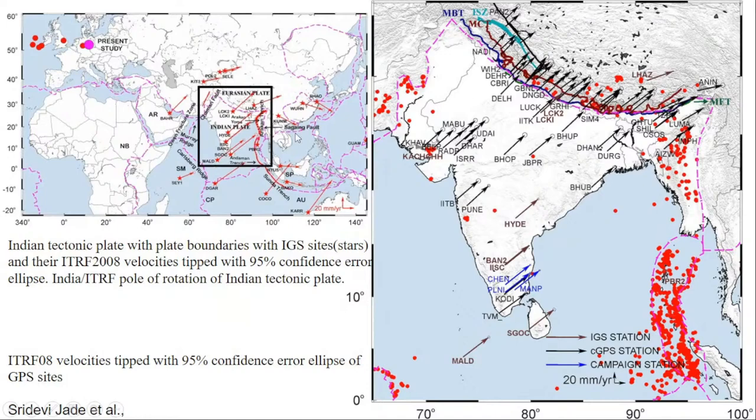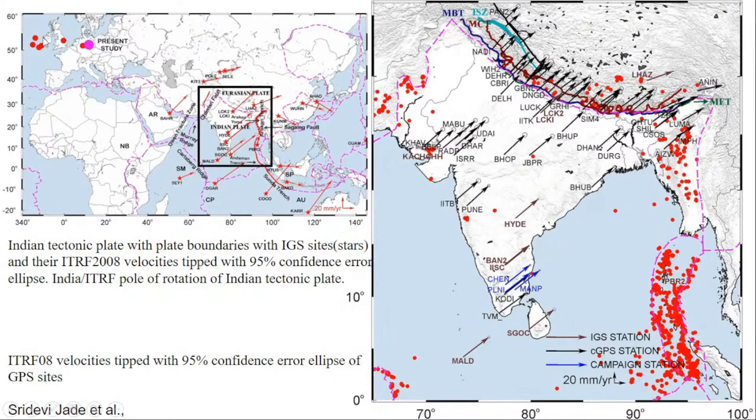So researchers, Jade et al., used this information and estimated the Euler pole of this Indian plate. So you can see the Euler pole coming here. As I told you, this is having anti-clockwise motion, so it should have some pole with respect to which it is moving. So where is that pole? The pole is estimated in this location, and this is estimated by another researcher.